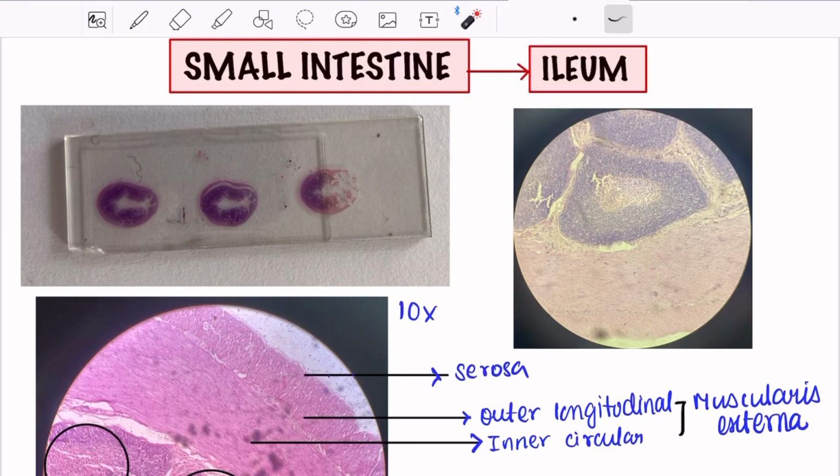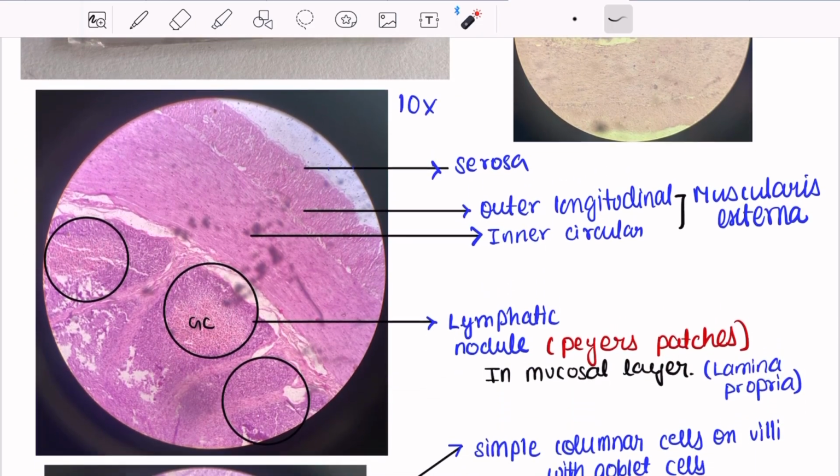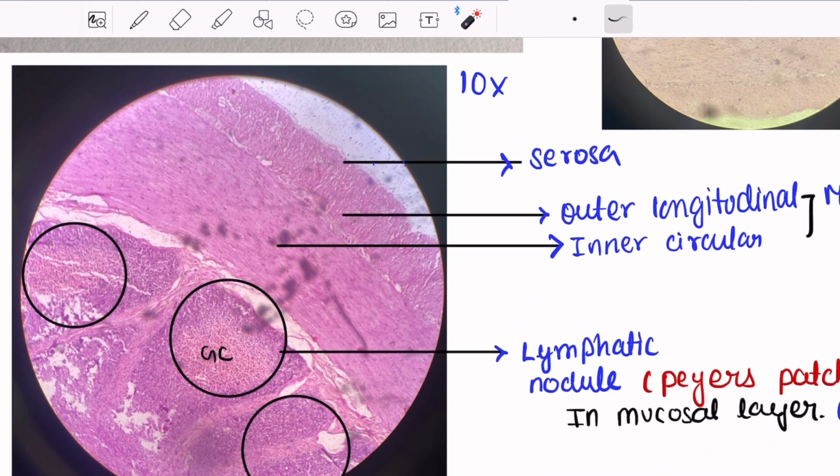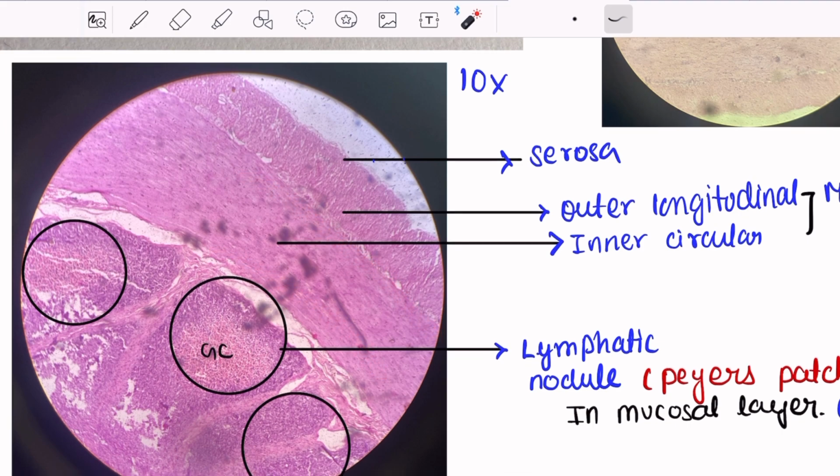Histology of small intestine, ileum. This is the slide of ileum. When we focused it on 10x, we can see here the serosa, the muscularis externa, which is divided into outer longitudinal and inner circular muscle layer.